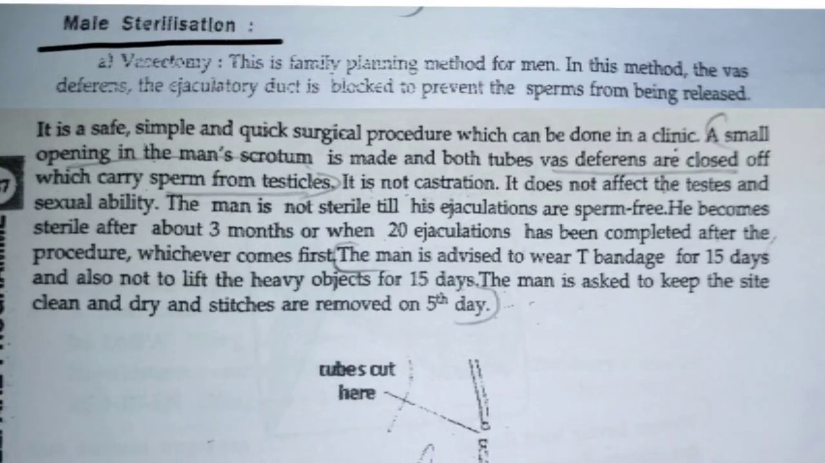Male sterilization method. In the male sterilization method we have vasectomy, the vas deferens. In this, we will prevent the transport of sperm. How is it performed? First, an opening is made in the scrotum.